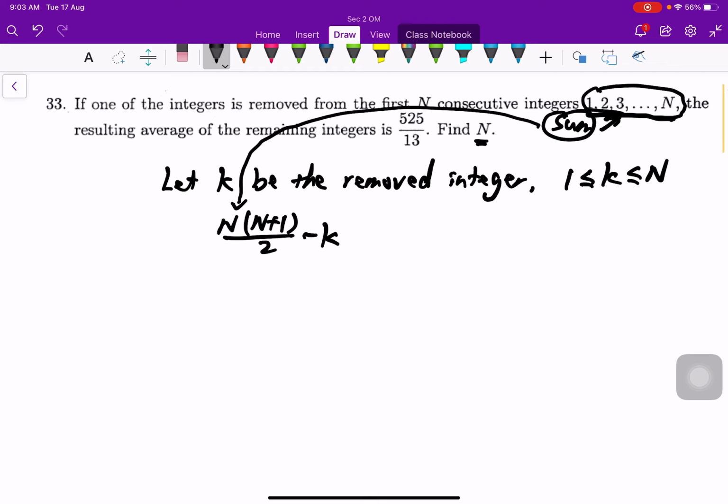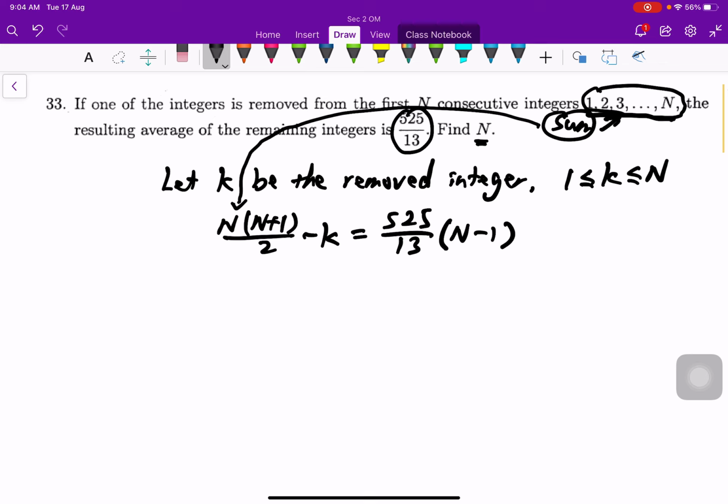And what does it say? Don't forget, this average is coming from where? It's coming from the remaining n minus 1 integers. Therefore, this should be equal to 252 over 13 multiplied by n minus 1. Agree? Because after you remove k, there are only n minus 1 integers left.